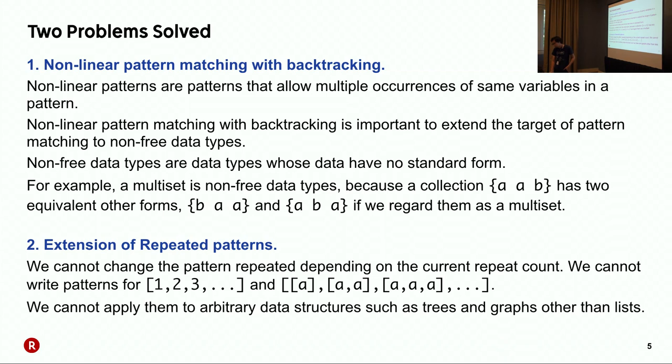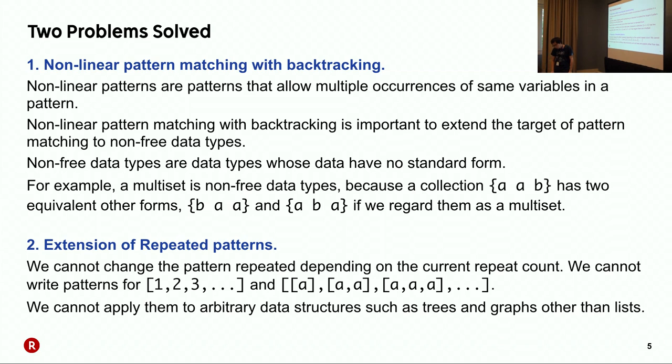Nonlinear patterns are patterns that allow multiple occurrences of the same variable in a pattern. Nonlinear pattern matching with backtracking is important to extend the target of pattern matching to non-free data types. Non-free data types are data types whose data have no standard form. For example, a multiset is a non-free data type because a collection AAB has two equivalent other forms, BAA and ABA, if we regard them as a multiset.